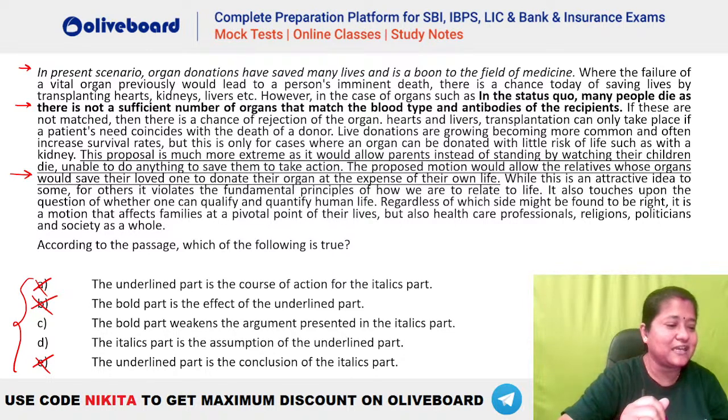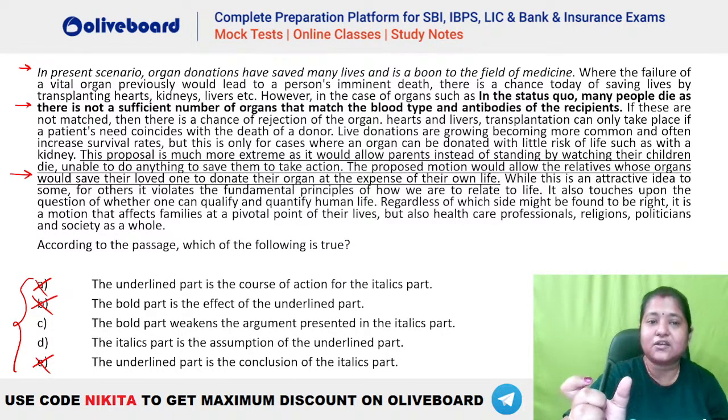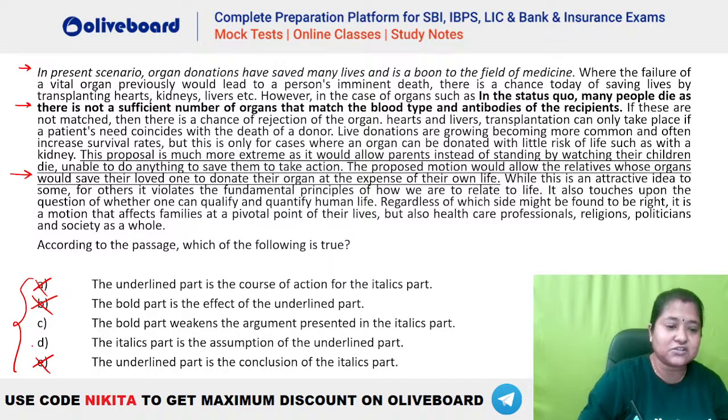Okay, D and E are the reverse of each other. I was literally confused in these two. Okay, Jatin. So you can see that B is also not the right answer, and similarly D is also not the right answer, because you cannot assume this particular information from here. The assumption here would be that the donors are not readily available, and that is why we need a situation where the parents or the relatives have to come in, right? So D is also not the right answer.